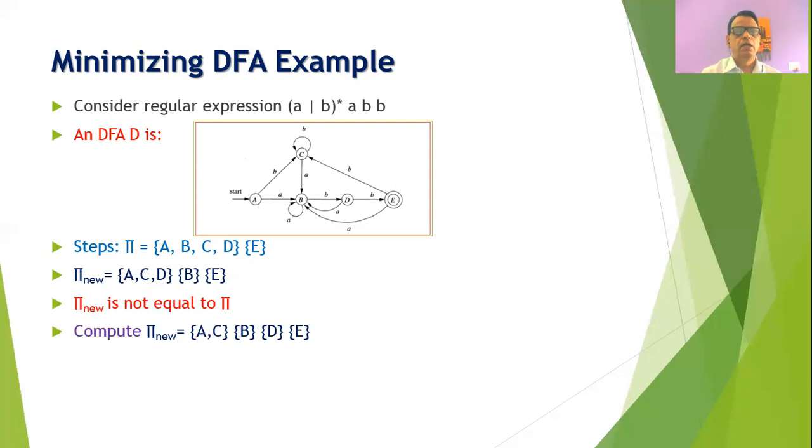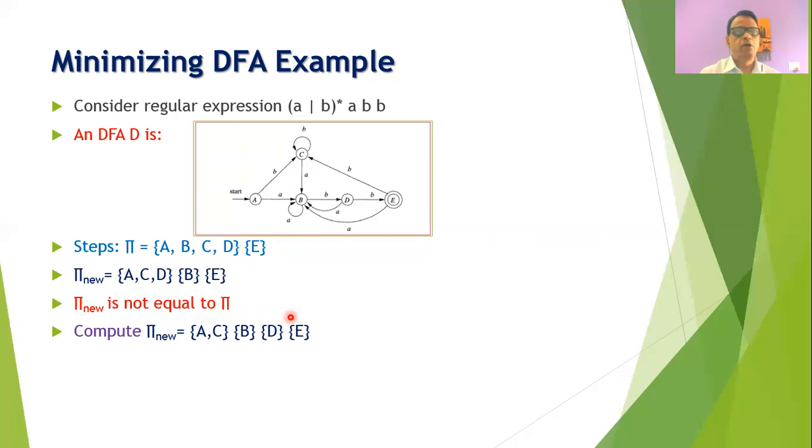So as far as the input symbol B is concerned, one can easily observe that A has a transition to C, and C has a transition to C itself on the input symbol B, and D has a transition to E on the input symbol B. Therefore, we can further partition: A, C in one group and D can be separated in another group, and therefore we have the subgroups AC, B, D and E.